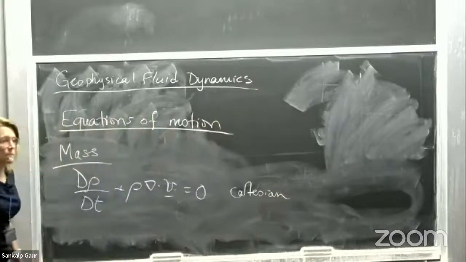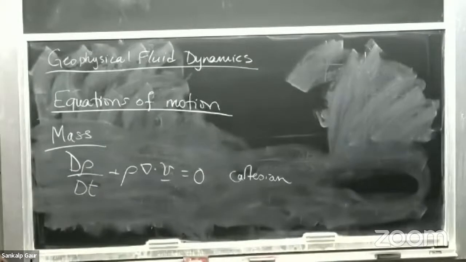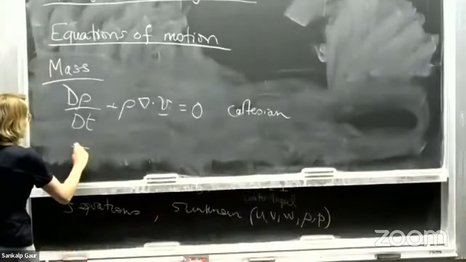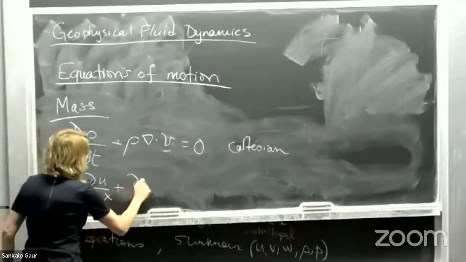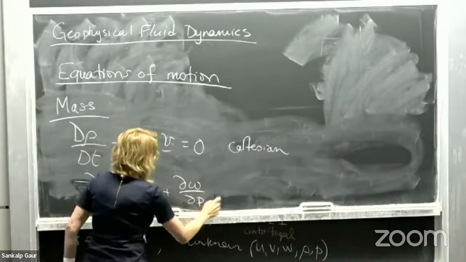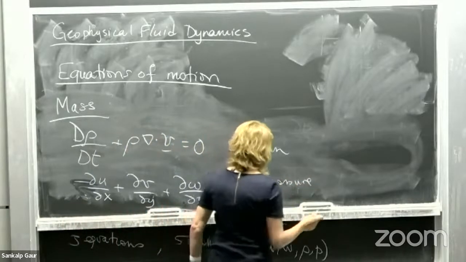But as I said, for derivations, there's something that's really nice as a theorist, and that's to use pressure coordinates. So that's where I'm gonna go here. And in the pressure coordinate system, the conservation of mass equation becomes a divergence-free criterion.